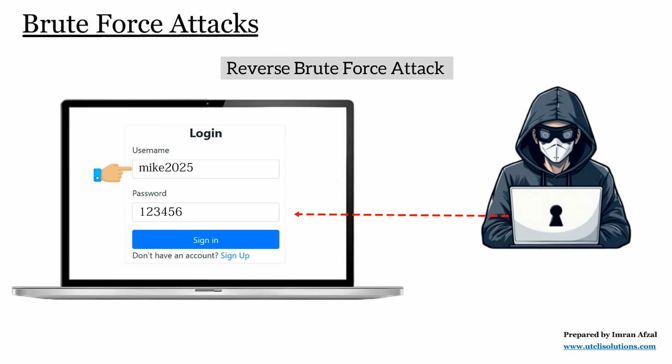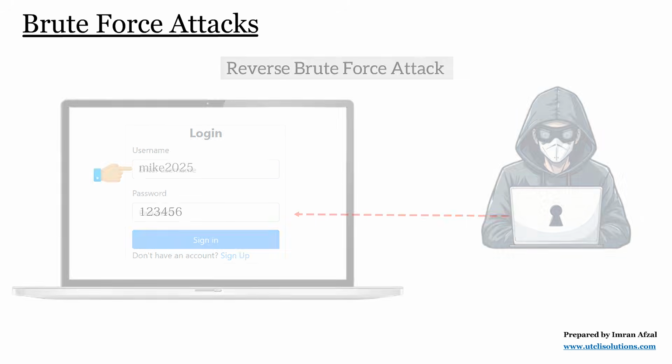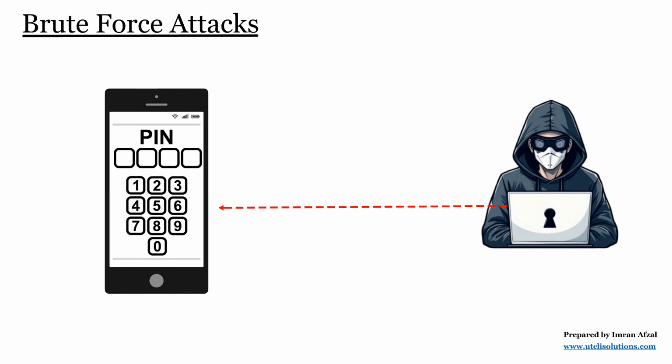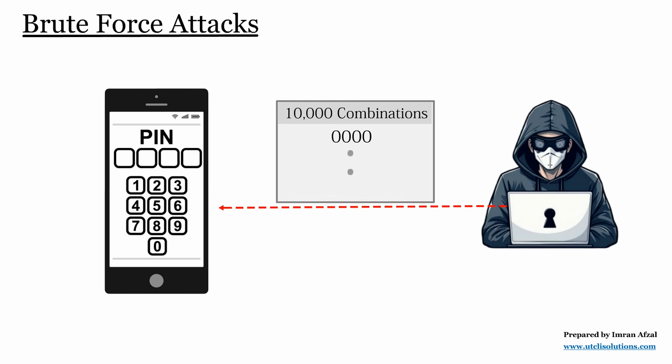Let's take a simple example. Imagine someone wants to break into a phone by guessing the PIN. The phone uses a 4-digit code. That means there are 10,000 possible combinations from 4 zeros to 9999. A human cannot try all of them manually, but a computer program can try all combinations in seconds if the system does not block repeated attempts. That's how brute force works. It keeps trying until it gets the correct one.